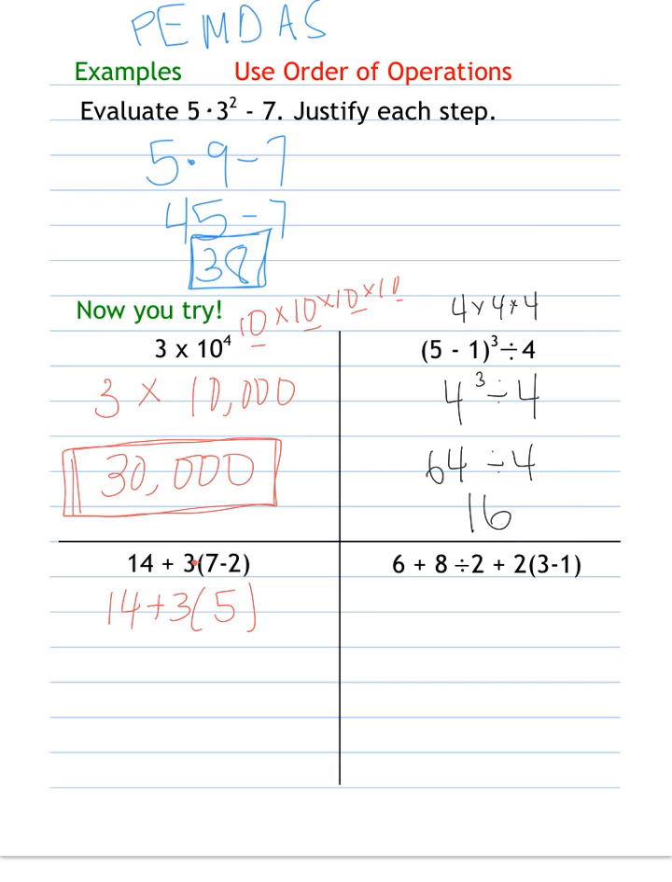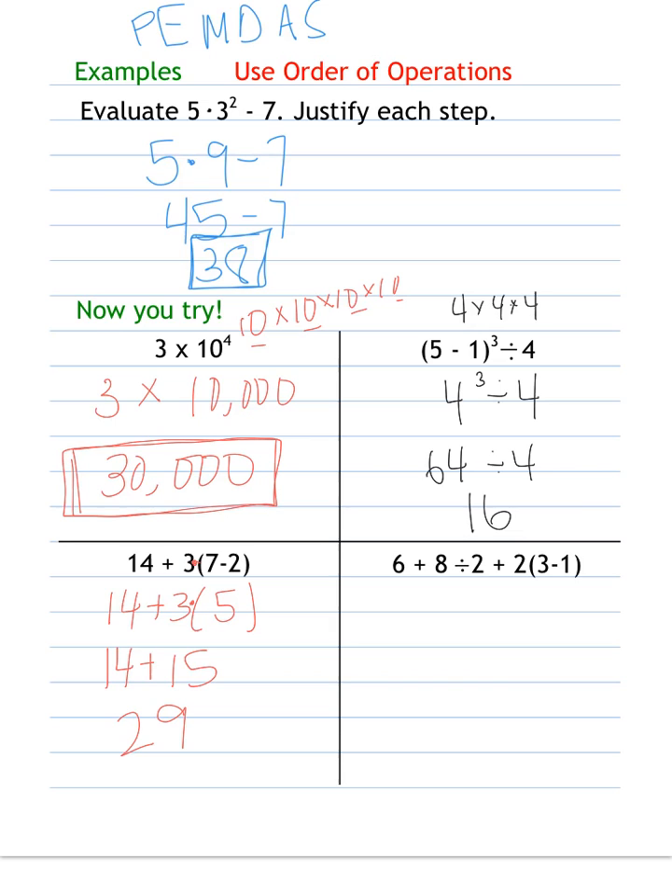So now we move on to multiplication and division. Well, like I said, there is that multiplication symbol right there. It doesn't show it, but since it's attached like that, we know it means to multiply. So we have 14 plus 3 times 5, which is 15. And then our next step is addition and subtraction. Well, 14 plus 15 equals 29.